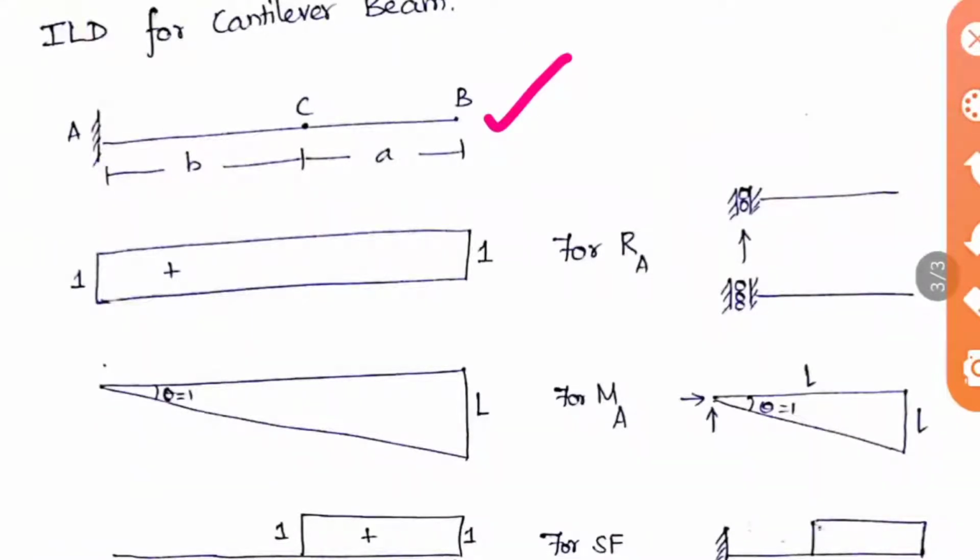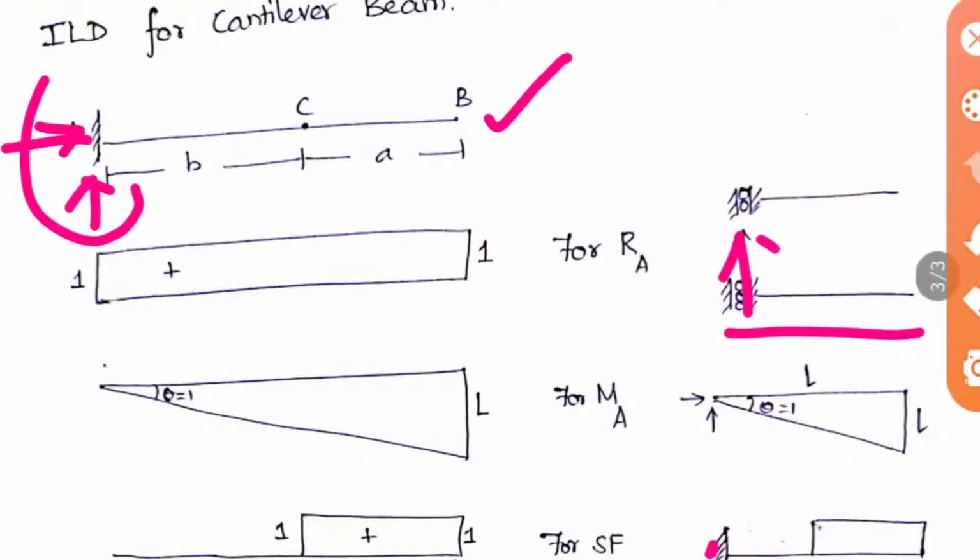The first thing is to find the ILD for the reaction at A. As in the definition I told you, we have to remove the restraint reaction and apply a unit displacement or rotation there. At A it is a fixed support, so we have one vertical reaction, one horizontal reaction and also one moment. Out of these, you have to remove the vertical reaction. So it becomes like a roller-type fixed support which can move along the vertical direction. In the diagram you can see it can move upward and downward.